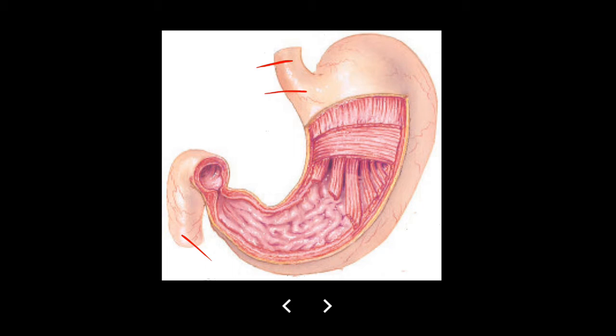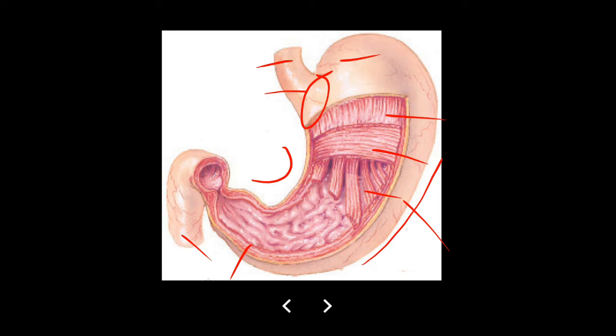In this muscular layer, we have three kinds of muscles: the longitudinal, the circular, and the oblique muscles. So here we have the parts of the stomach: this is the cardiac part, this is the fundus, this is the body, and here we go to the pyloric part, which is further divided into two regions. And we have the greater curvature and the lesser curvature.